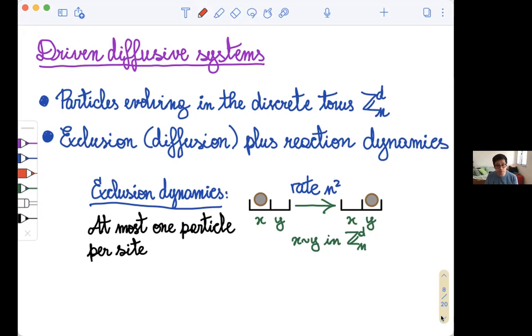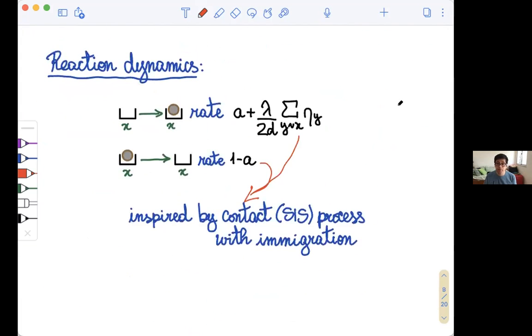And there is a reason for that, because the second part of the dynamics is what we call the reaction dynamics. Okay.